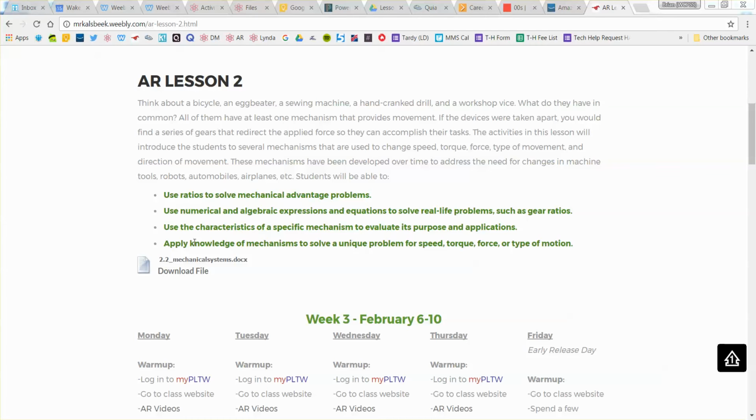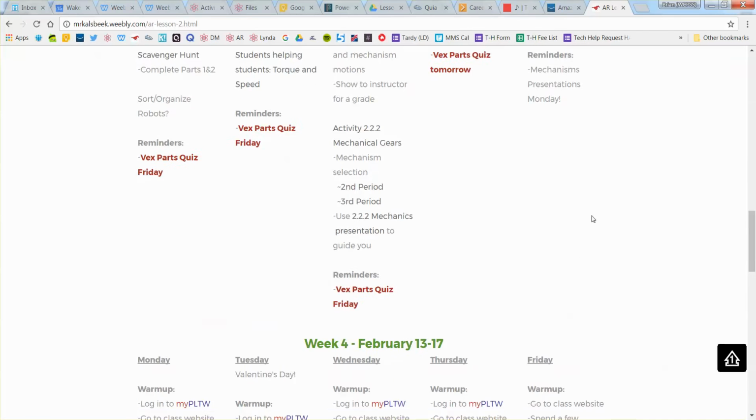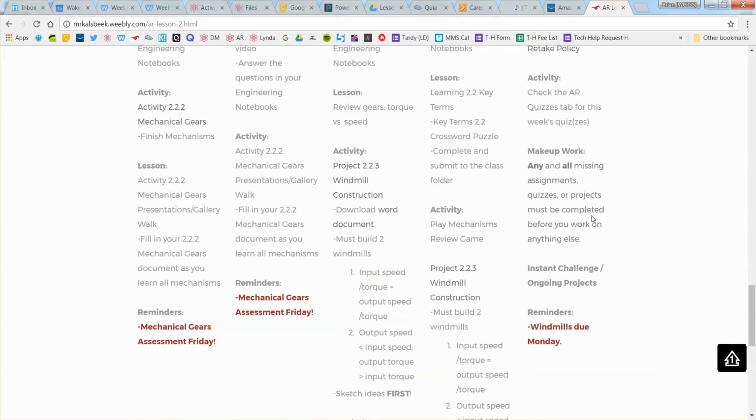You guys are going to be applying your knowledge of mechanisms that we've learned over the past week. We're going to solve a unique problem for speed, torque, force, and the types of motion. This project incorporates all those things into one activity. So it is a windmill.